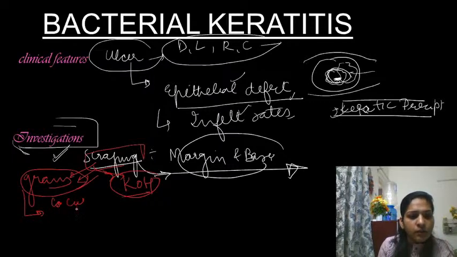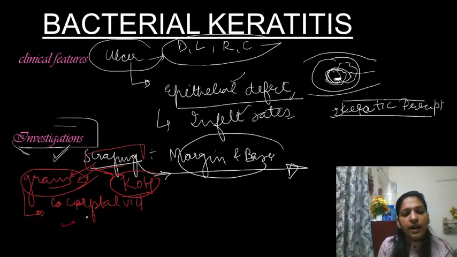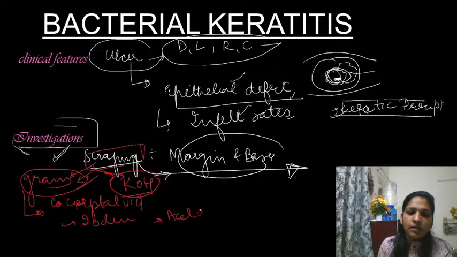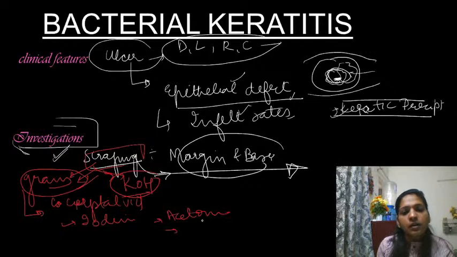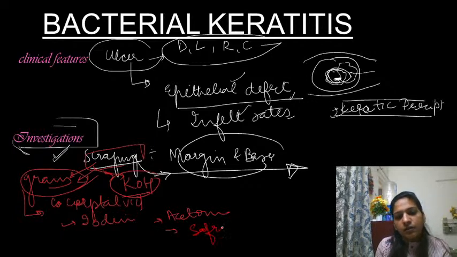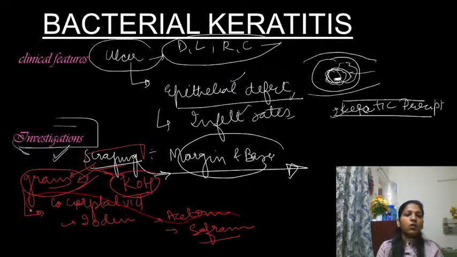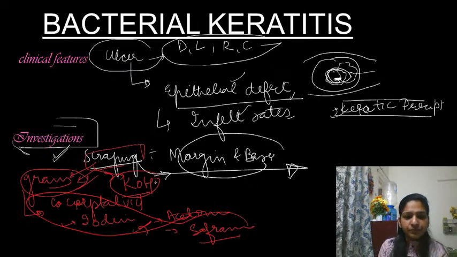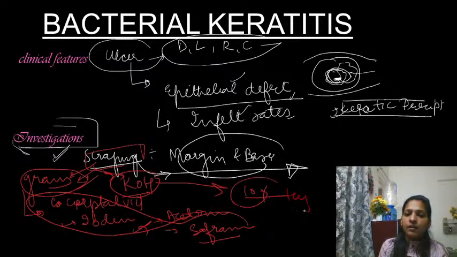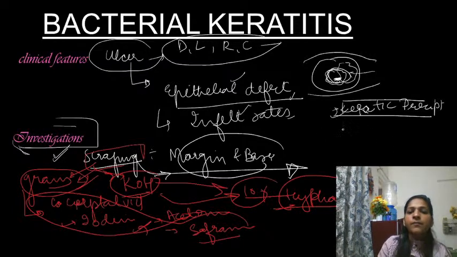Crystal violet. First we'll put crystal violet, then iodine, then acetone as a decolorizer, and then we'll put safranin. So these are all the steps of gram staining. And with 10% KOH, we can see hyphae if fungus is the etiology. After scraping, we can also go for culture.